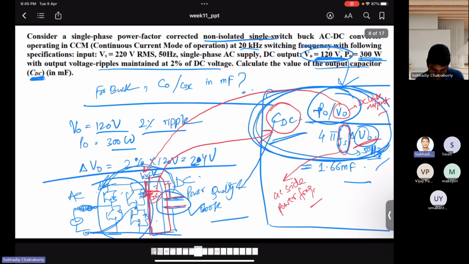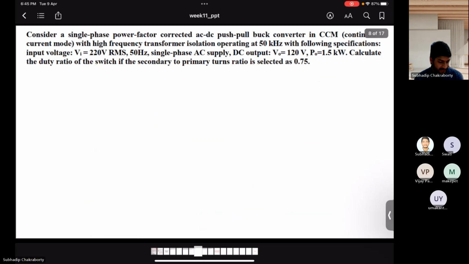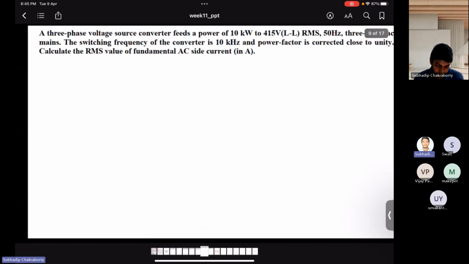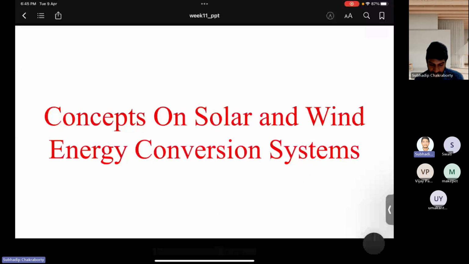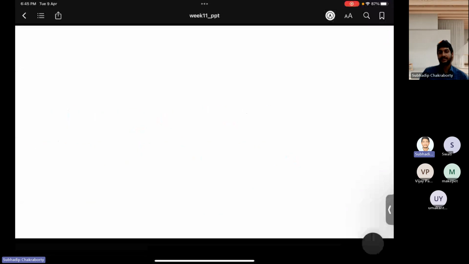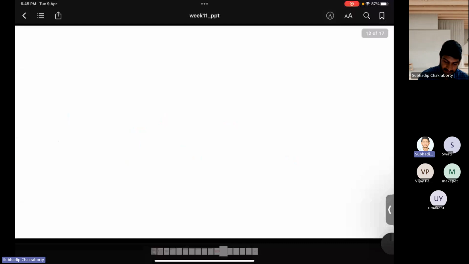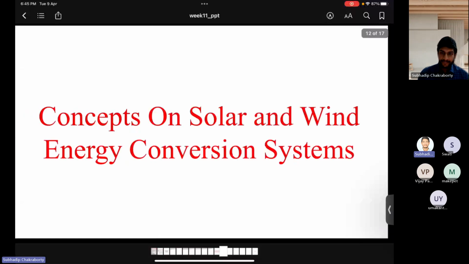So I think this is okay for the converters, and we can move on to the solar and wind energy conversion systems concepts, because there may be some questions for the assignments as well as your exam. So first of all, let us cover the solar power conversion systems or solar microgrids.